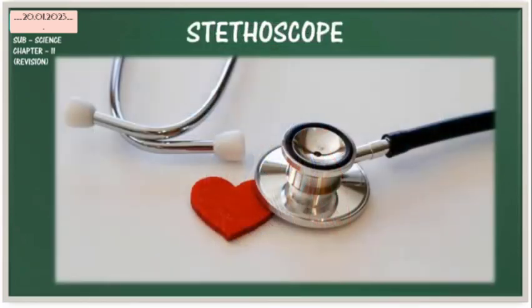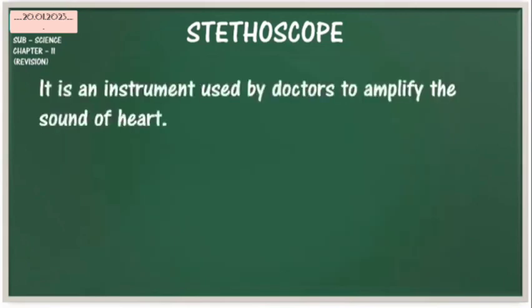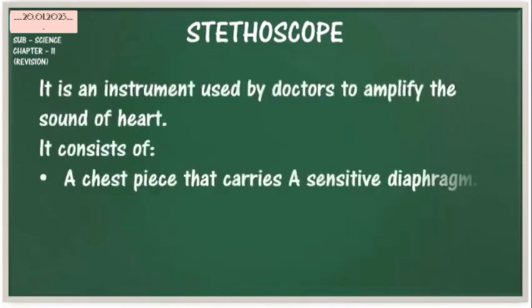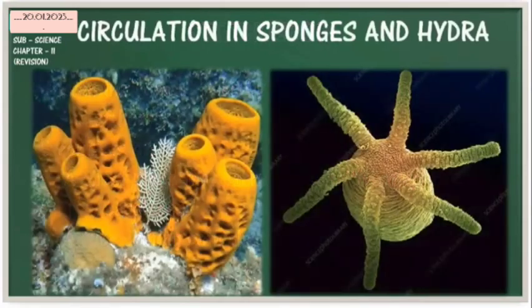The doctor feels your heartbeat with the help of an instrument called a stethoscope. It is used by doctors to amplify the sound of the heartbeat. It consists of a chest piece that carries a sensitive diaphragm, two separate earpieces, and a tube joining both the parts. Doctors get to know about the condition of the heart by listening to the sound through a stethoscope.